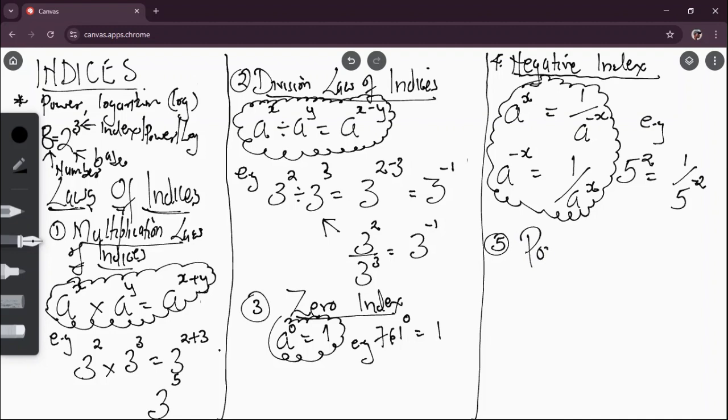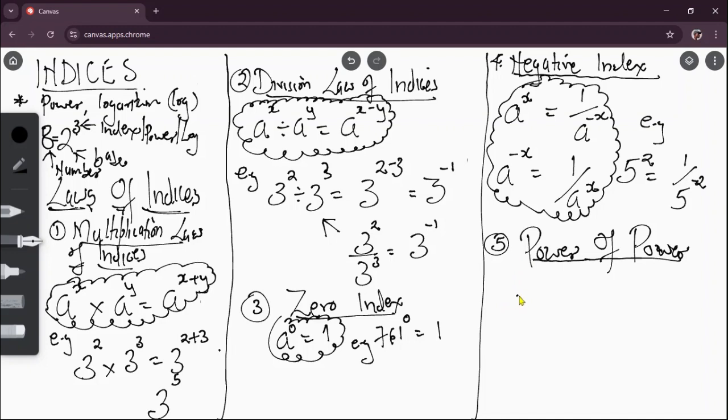Power of powers. Don't really get concerned about the terms that I'm using here. In math, rarely are you asked to state the laws of indices, but it will be indirect. You'll be told to just apply whatever we've learned. So this law is simply like this.